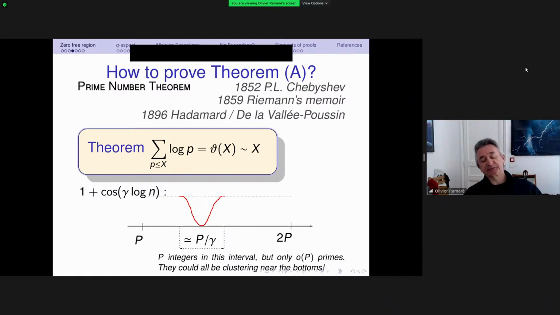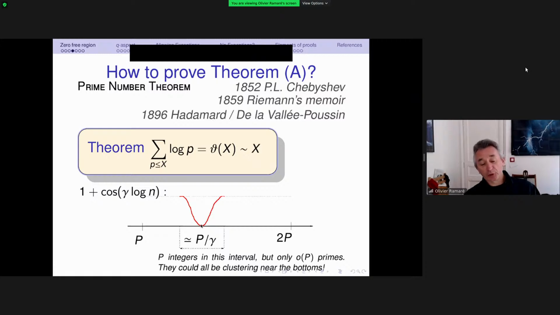It's equivalent to say that the sum of log p for p less than x and p prime is larger than a constant times x. But we know that it's equivalent to x. So if we look at the problem, 1 plus cos(γ log n) behaves in an interval of size p upon γ like this bottom stuff. And at the bottom here, you can have some constant times p upon γ integers.